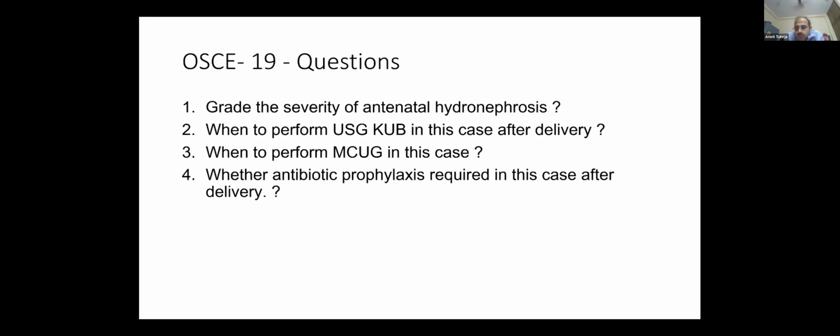Moderate. Ultrasound beyond 48 hours, ultrasound after 48 to 72 hours. If persistent, then VCUG.